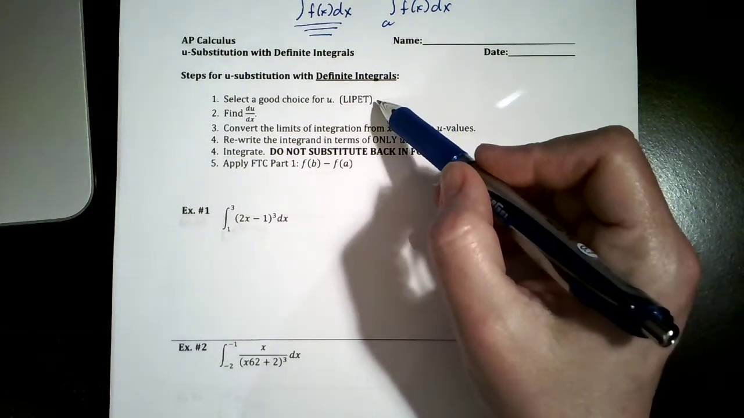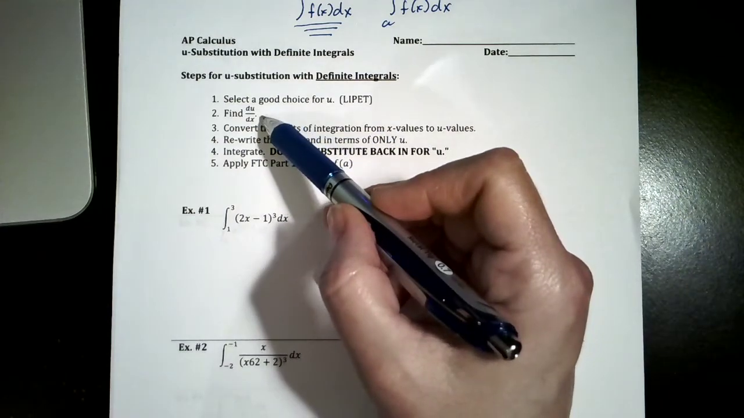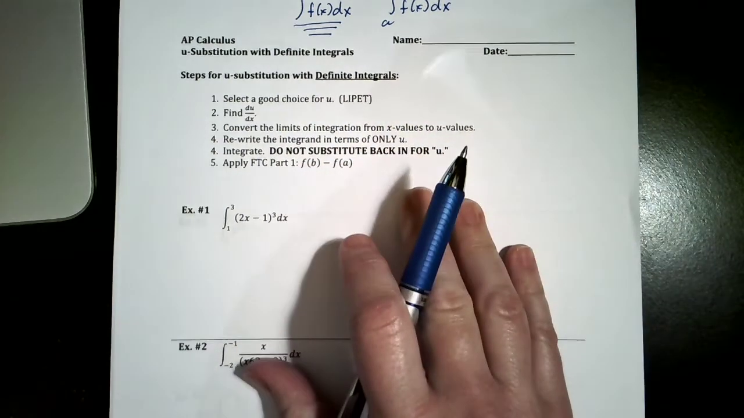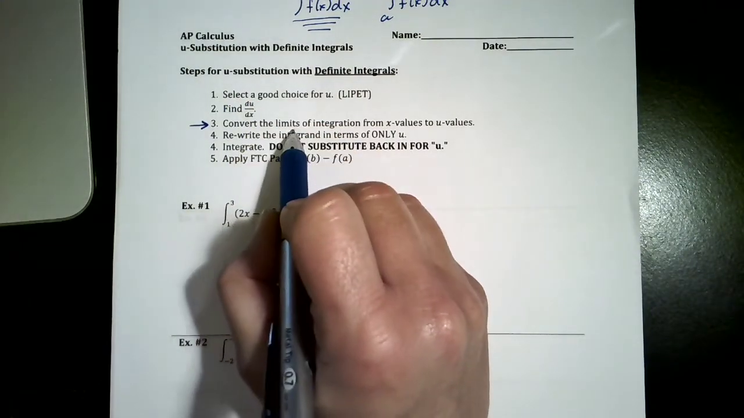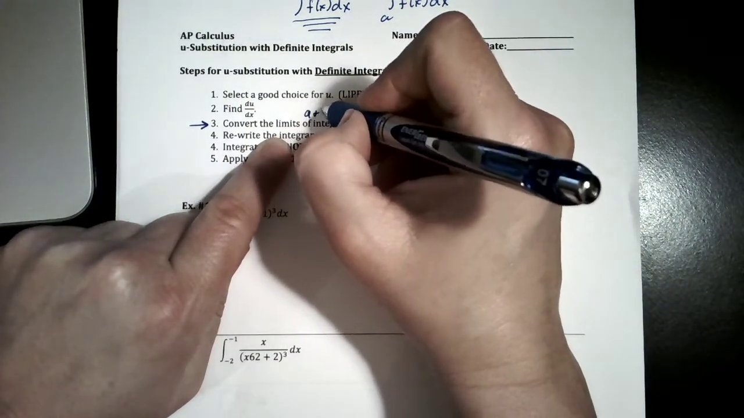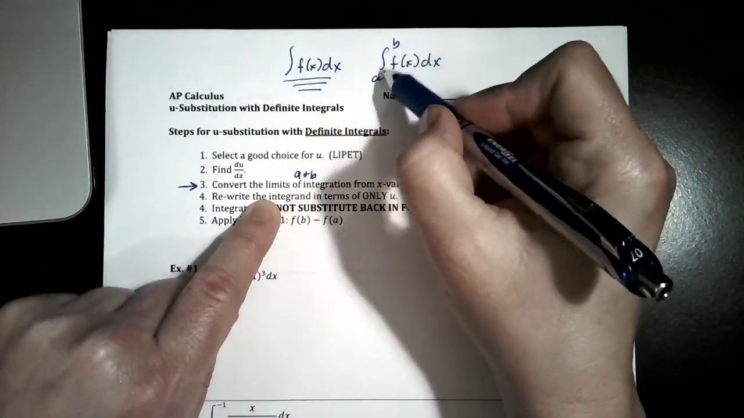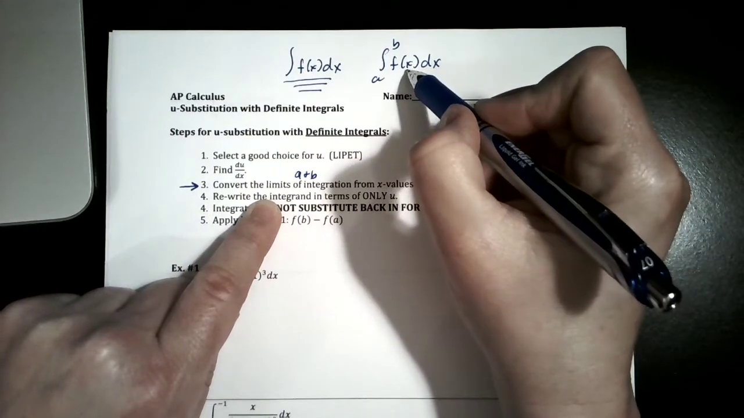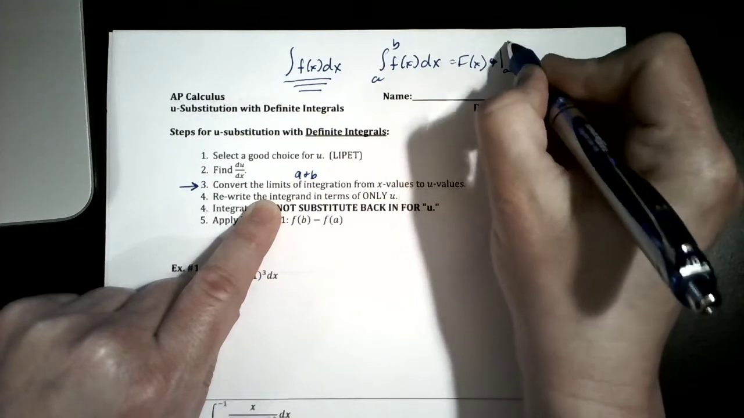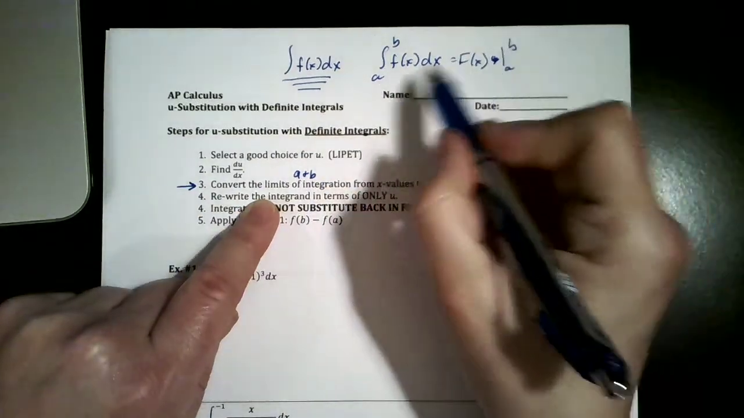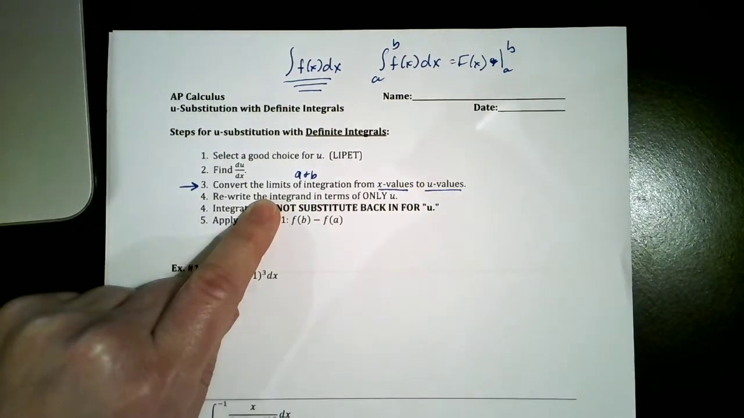So we're still going to select a good choice for u. So you still choose u in the same way. You're still going to find du dx and get that differential dx to the other side. This is new. You're going to convert the limits of integration, in other words, your a and b, right? These two numbers right here. Right now, these are x values, right? Because we're plugging them into capital F of x. Well, not plus c, right? So they're x values. So we need to convert them from x values to u values. And I'll show you how to do that.